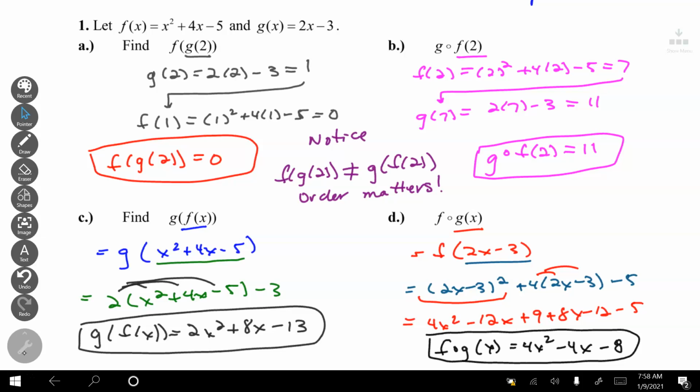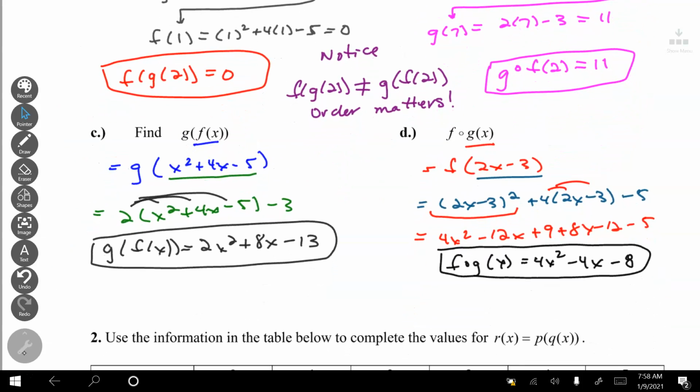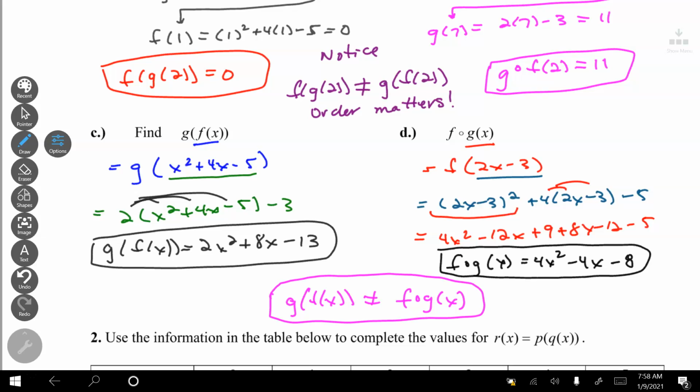And again, if you notice, g of f of x does not equal f composite g of x. That is what's going to happen every single time. And if they do, something special is occurring, but they should not equal each other.